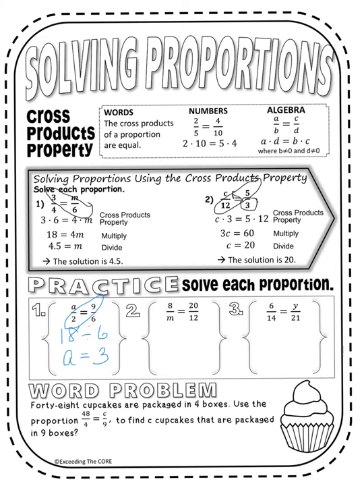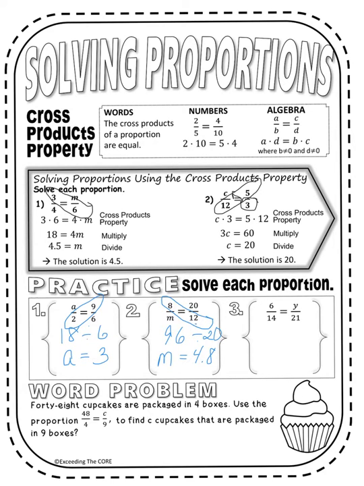Number 2. Now we're going to cross multiply 8 times 12. 8 times 12 is 96. 96, and we're going to divide that by 20. 96 divided by 20, I would plug into my calculator, and it gives me 4.8. Therefore, M equals 4.8.